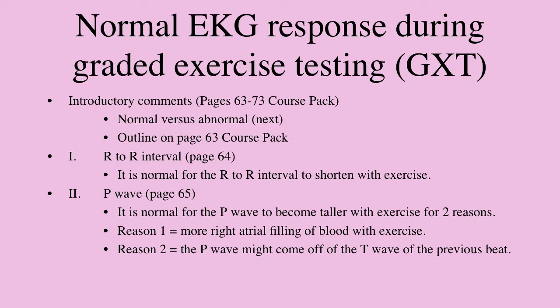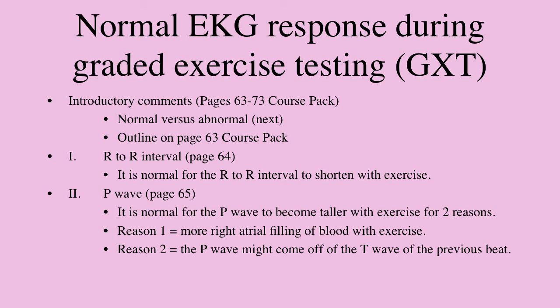We'll be looking at, first of all, normal EKG changes. So these are things that should happen in somebody without any heart disease or any other disease as they are tested on a GXT. And then eventually we'll look at the abnormal response. Under normal EKG changes or responses, we'll look at page 63 in the course pack, which has the outline for this, and then we'll go right through that outline and talk about each one. With each one, there's an example in the course pack that we'll look at to understand what's going on.